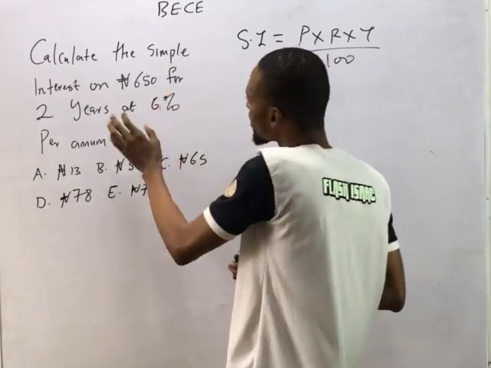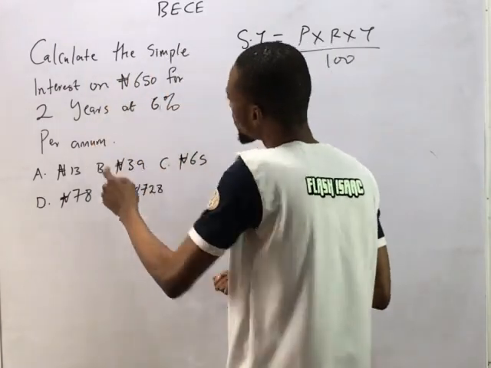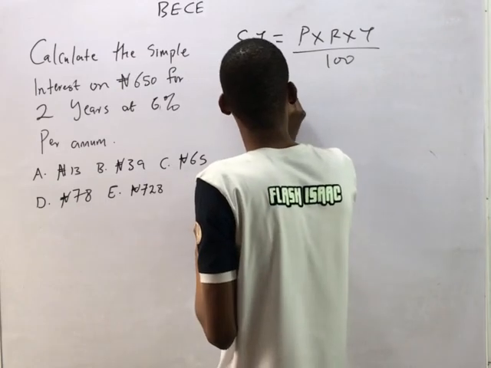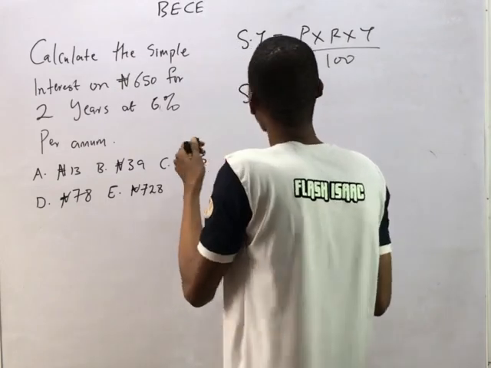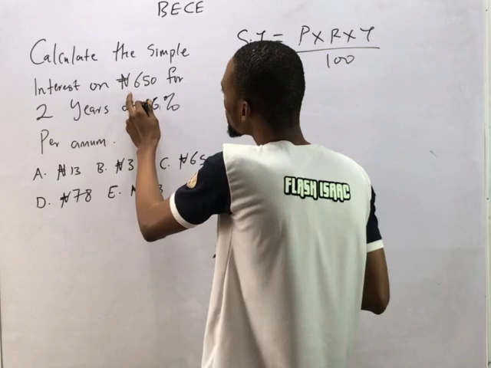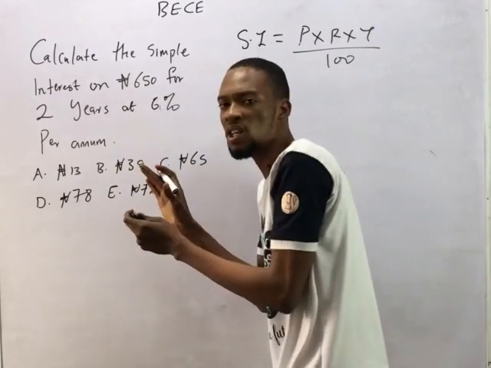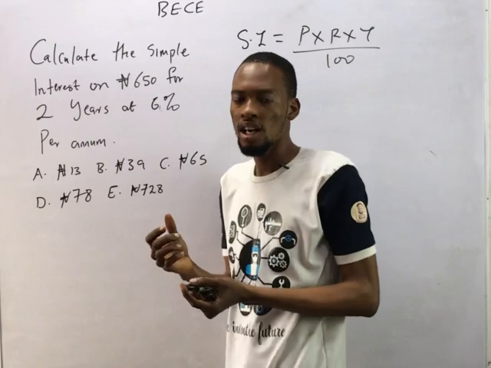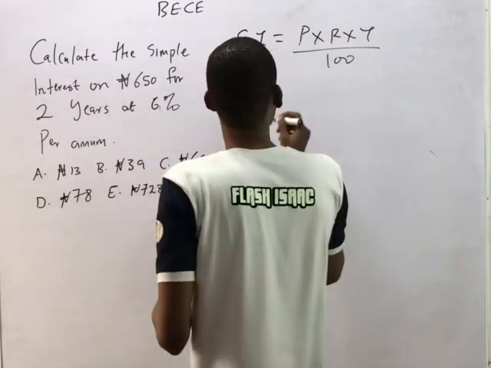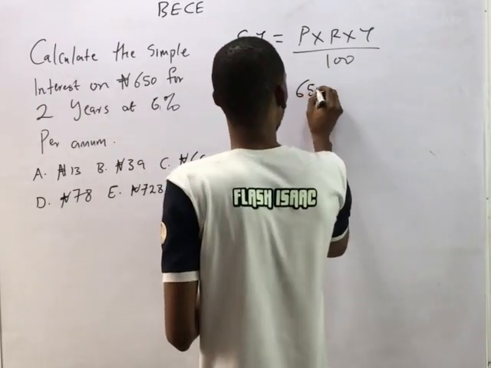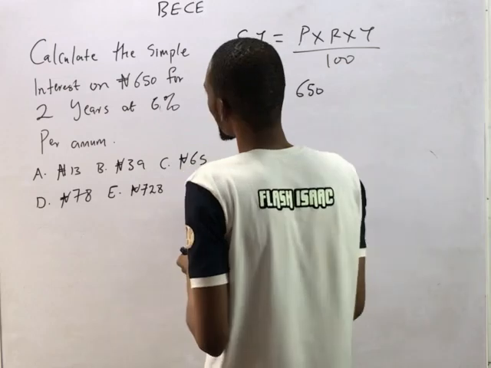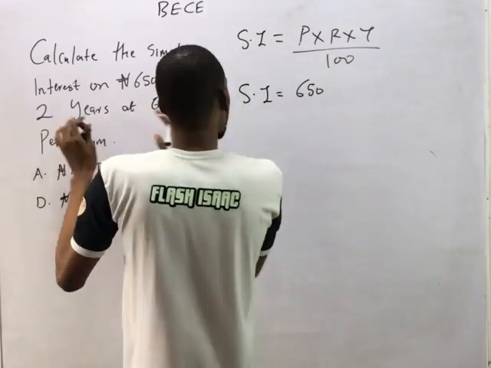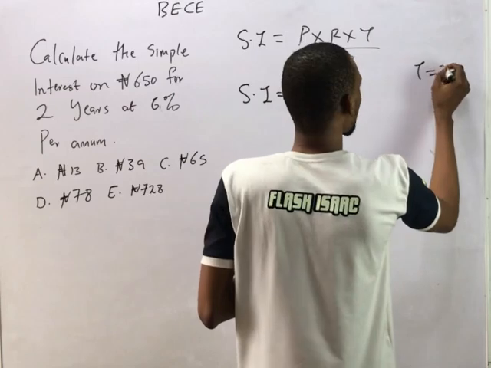Look at this question. It says calculate the simple interest. So in this question, we are calculating simple interest. Simple interest is equal to... 650 naira. This is the amount that is borrowed, or amount in question, so it is called principal, and that is P. So P is 650. And for 2 years, so this is time. T is equal to 2 years.